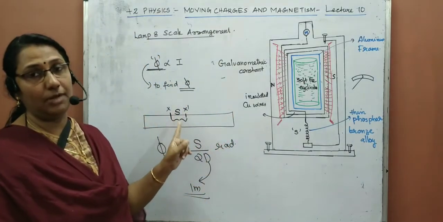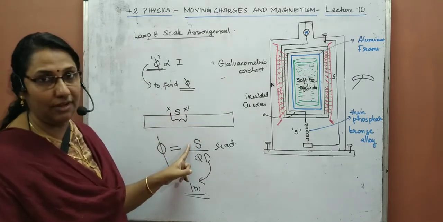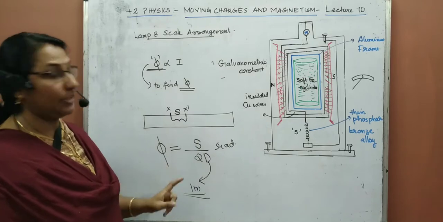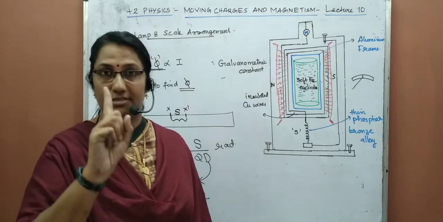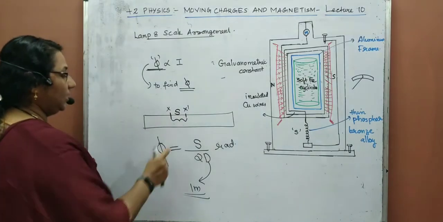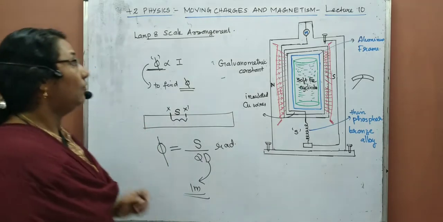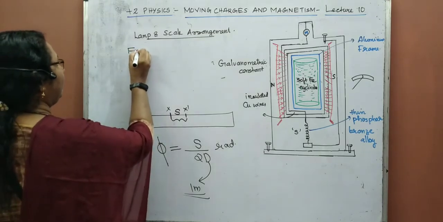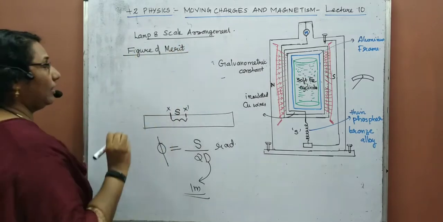If both initial and final positions are known, we take the shift of the reflected light. If S is the shift of the reflected light, then S by 2D radians will be the angle of deflection, where capital D is the distance between the mirror and the scale, which is taken as 1 meter. Clear? Thus we find the angle of deflection. From here, we go to one more term called the figure of merit, the figure of merit of a moving coil galvanometer.